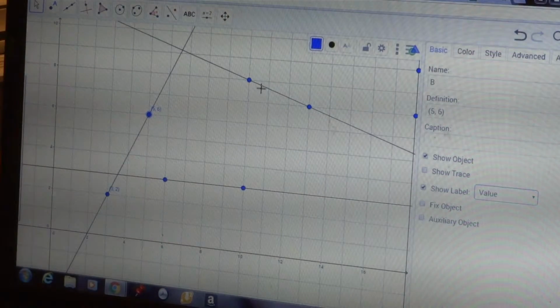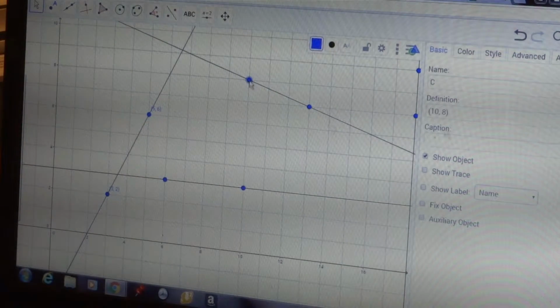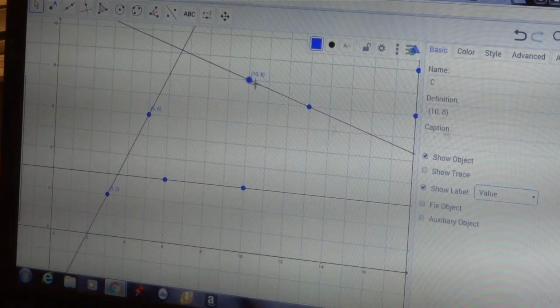I could also do the same thing looking at my decreasing line here. So if I put in a point, this is the point 10, 8.